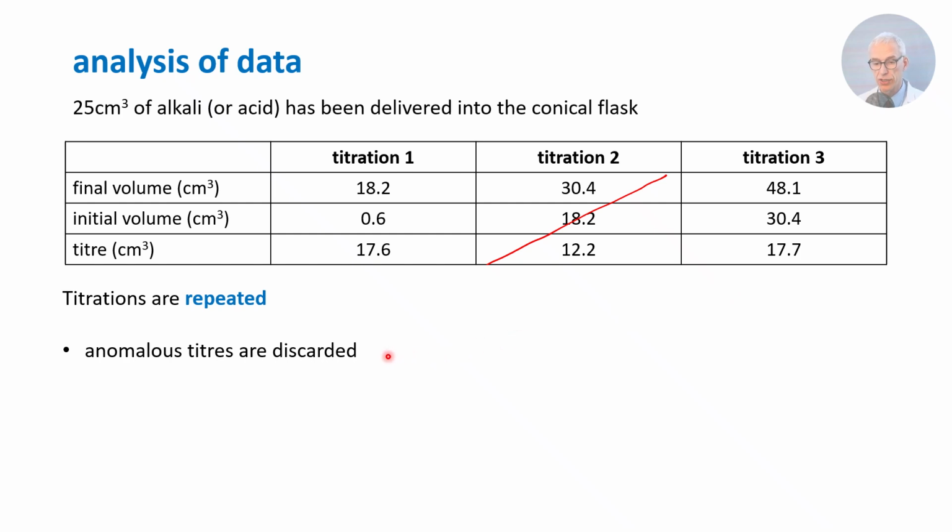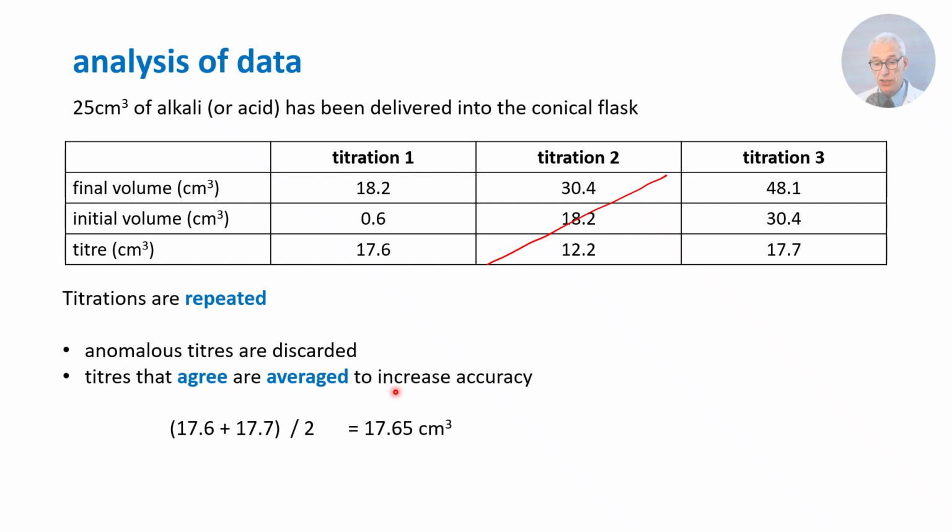Anomalous titers are discarded. Titers that agree are averaged to increase accuracy. So if they are within 0.1 centimeters cubed, so 17.6 and 17.7 are within 0.1, we say they agree. Add them together, divide by 2, gives you an accurate titer, an accurate volume of acid that reacts with 25 centimeters cubed of alkali.